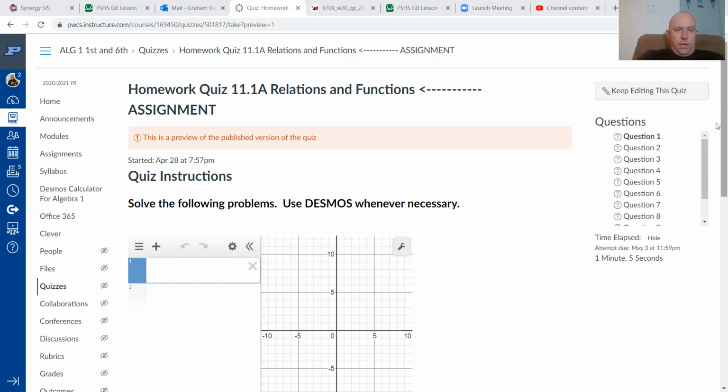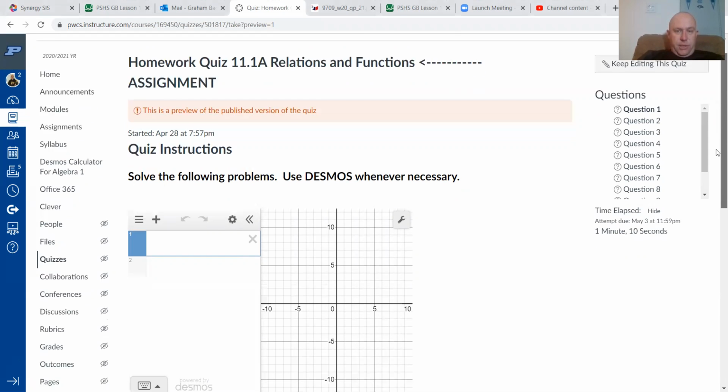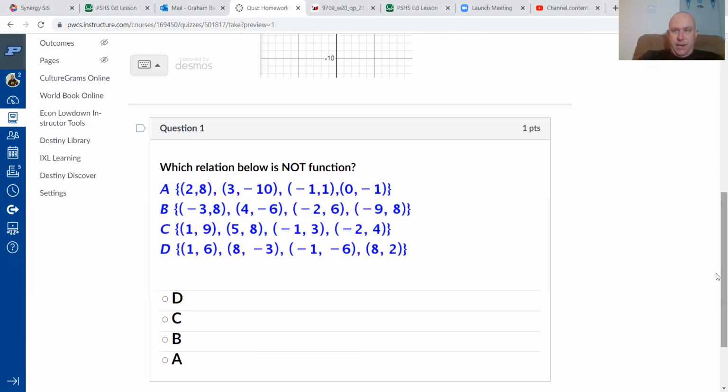Okay, this is the homework help for the homework quiz 11.1a, relations and functions. And we've got our Desmos calculator if we need it. I have a feeling there'll be quite a few questions here where we might not need it. So this one says each relation below is not a function.